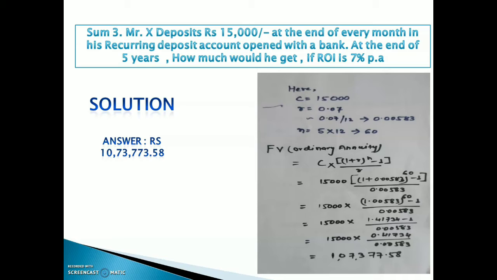Now by putting the respective values in the respective fields of the future value of ordinary annuity formula, we will get the desired result. Do not worry about the power factor, 60 or 200 or 300, whatever may come. It is very easy to calculate in the calculator.